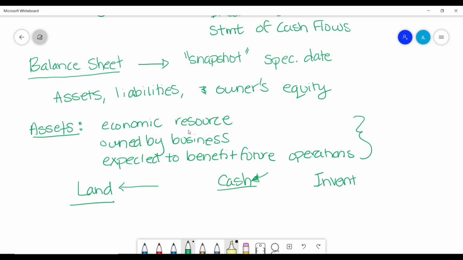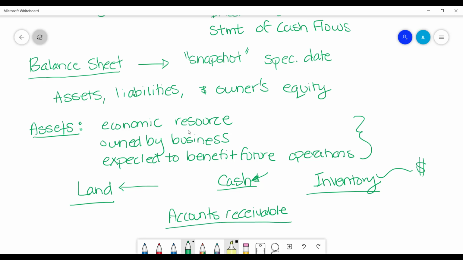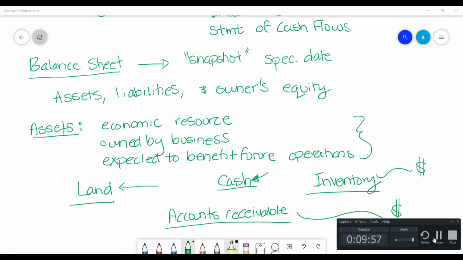So, for example, if I have inventory, what do you expect to do with this inventory? You expect to sell it, and eventually, when you sell it, you expect to turn that into cash. That is going to benefit future operations. Or if you have an accounts receivable account, which is just the account that shows us what our customers or other people owe us, eventually, what do you expect that accounts receivable to do? You expect it to be converted into cash. You expect to collect your cash. So that's going to benefit us in the future as well. That is a summary of what an asset is.